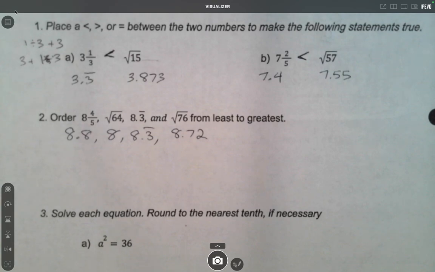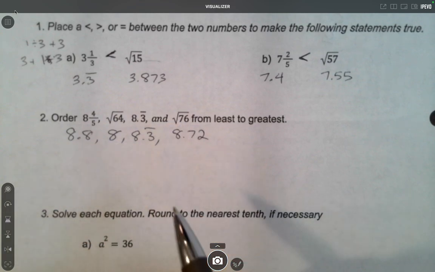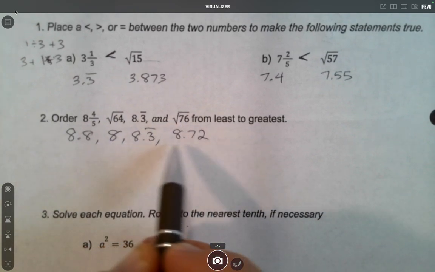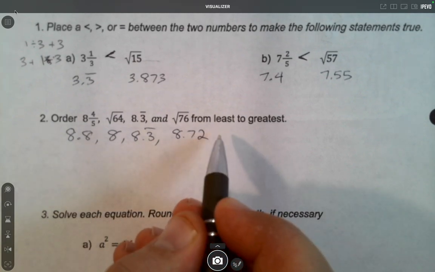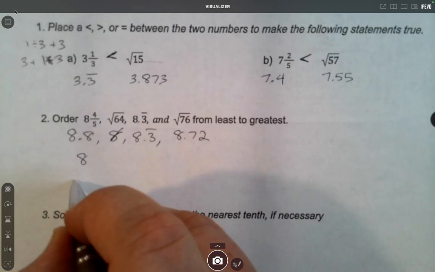Now, when we list these, we need to list them in our final answer just the way they're written right here. But honestly, it's easier at this point to go ahead and just put them in order in decimal, then we can convert them back. In other words, I'm going to say, okay, from least to greatest, 8's the smallest, and that's the square root of 64.